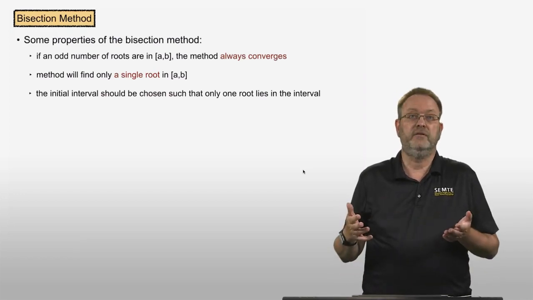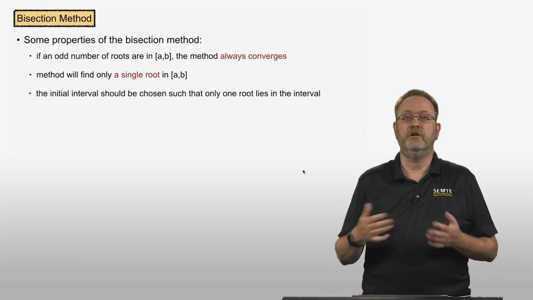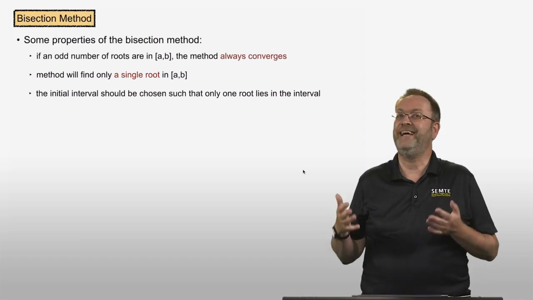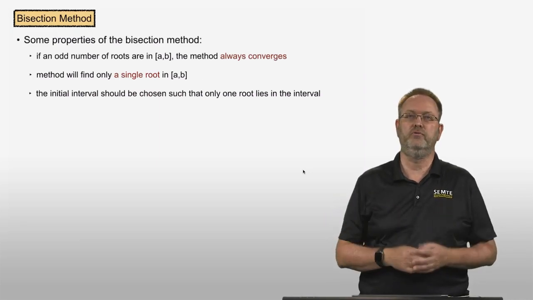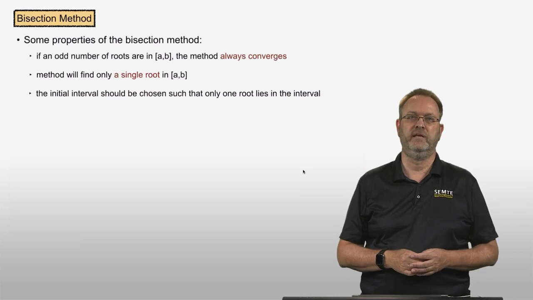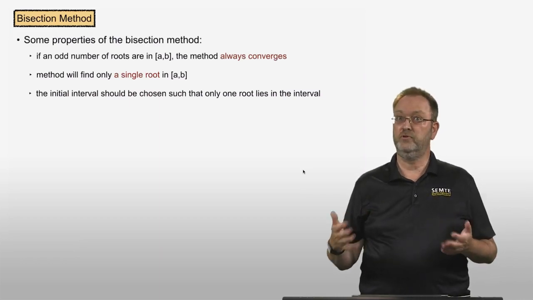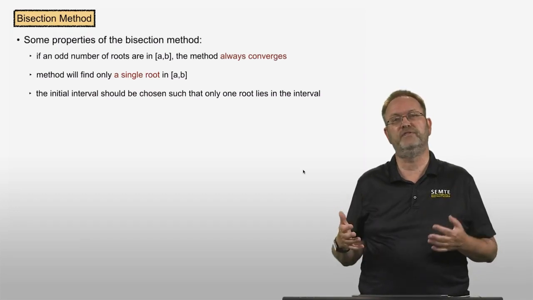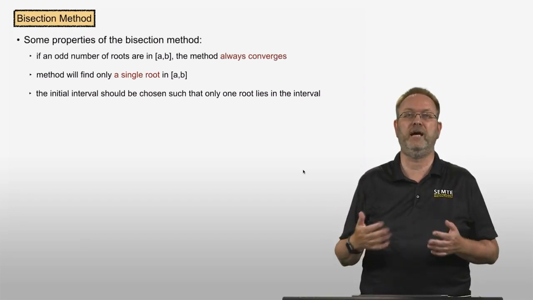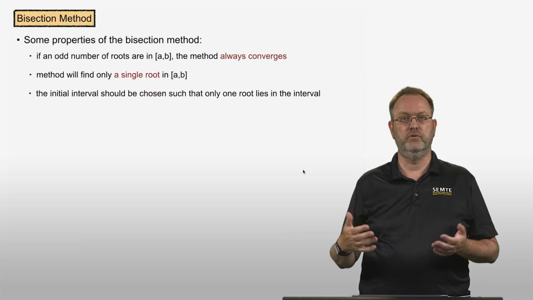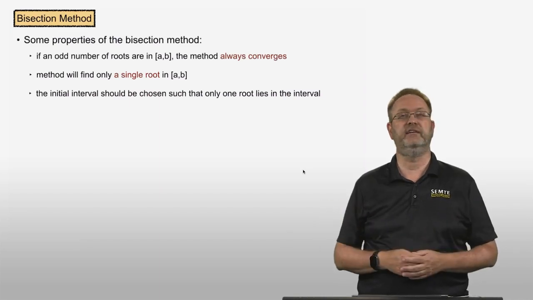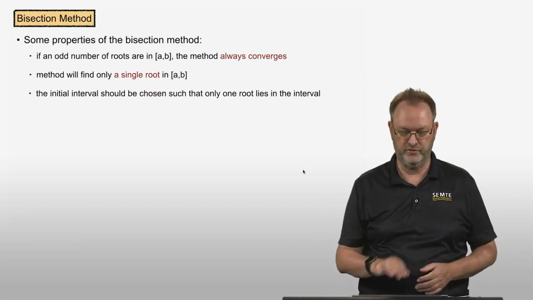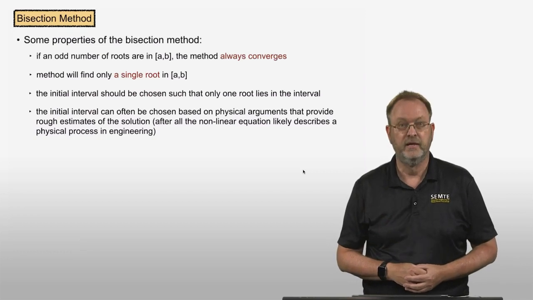So that means the initial interval should be chosen in such a way that ideally only one root lies in the interval. If there are multiple roots in the interval, the method will find one of these roots, but if I'm interested in the other roots, I have to come up with a new subinterval or a new starting interval that contains the other roots, an odd number of those.